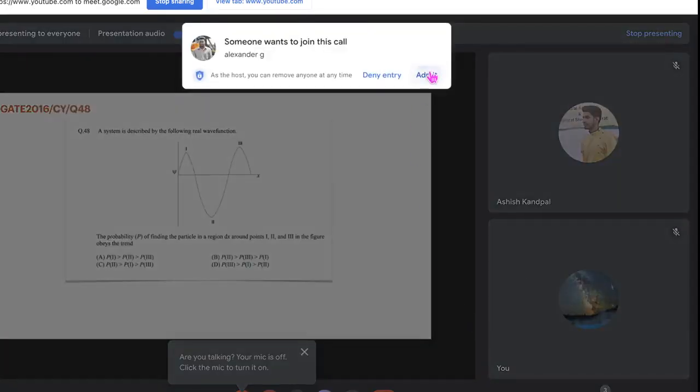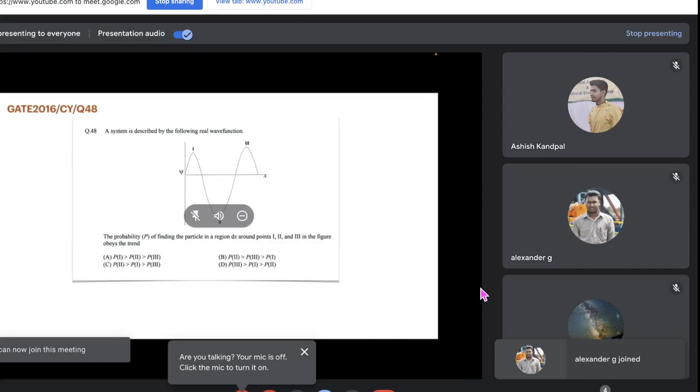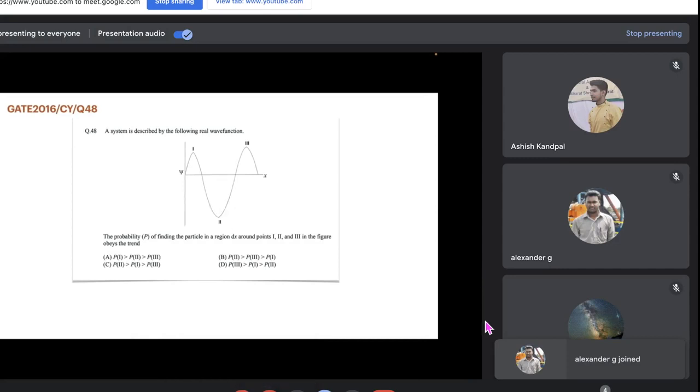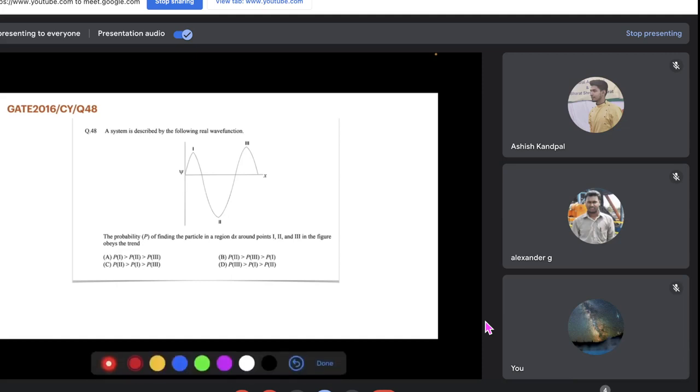Hello everyone. In this video, I will be solving GATE 2016 Chemistry question number 48. This question states that a system is described by the following real wave function. The given wave function is like this. Here we have it divided into three regions: 1, 2, and 3.